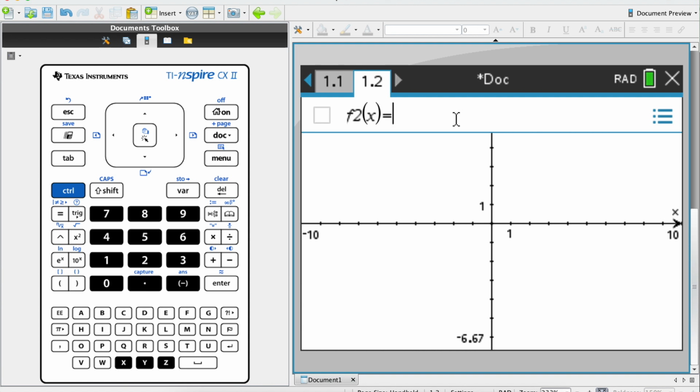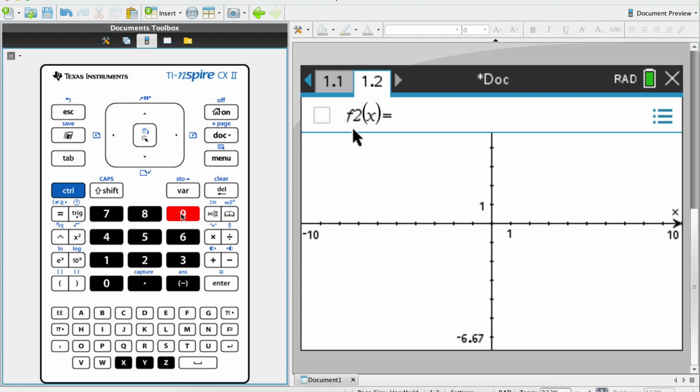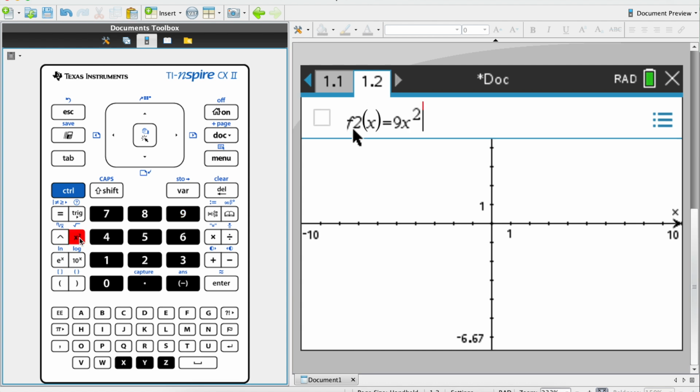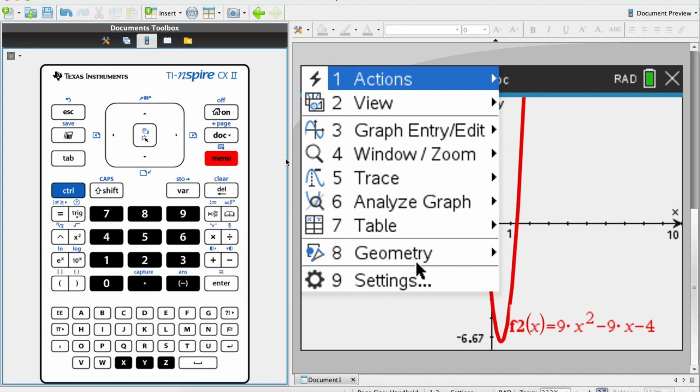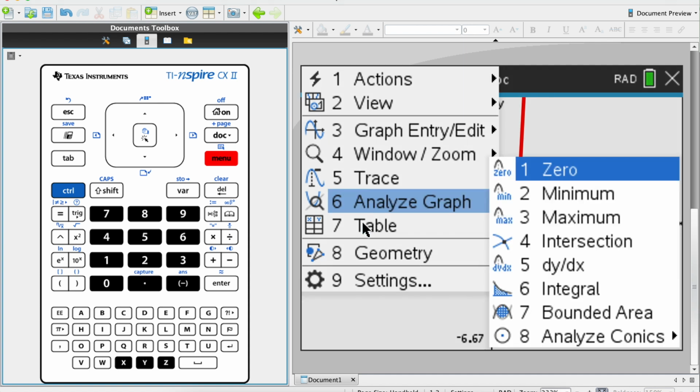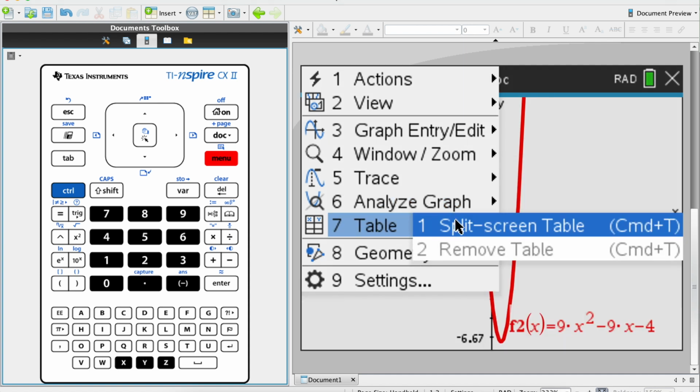So I have my 9x squared minus 9x minus 4. Enter. Now, I already know what my answers should be here, but let's just verify that. So here's my graph. I'm going to go ahead and table. I guess I'll start with the table and split screen.